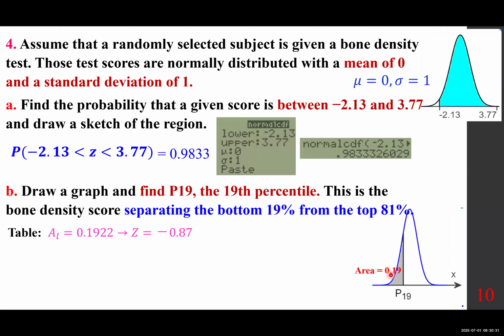Now, it happened not to have it. So area to the left of 0.1922 has this z-score of negative 0.87. This is from the table. So 0.19 is not there. Area to the left of 0.1894 gives you the z-score of negative 0.88. The point being, you may not find the value that you're looking for, but for sure it's in between. Look, 0.19 is between these two numbers. Therefore, the answer for the z must be between these two numbers.